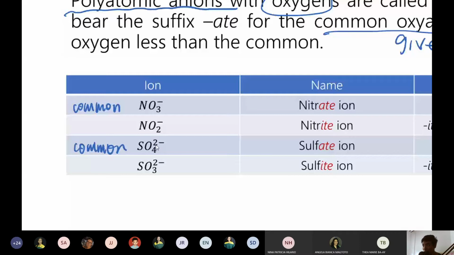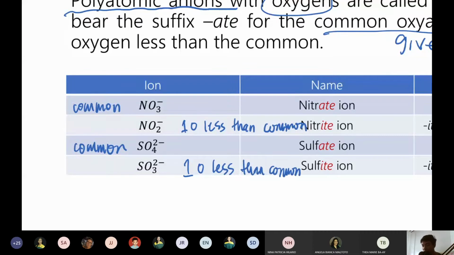Tingnan niyo yung counterparts nila, yung ite. This is nitrite. This is sulfite. Bakit? Kasi kung titignan niyo, these molecules, they are one oxygen less than common. Their charge will not change. Yung oxygen number lang magbabago. Tignan nyo, ito 3, ito 2. Kung ito yung 3 ay ate, yung 2, dapat ang kanyang suffix ay ite.